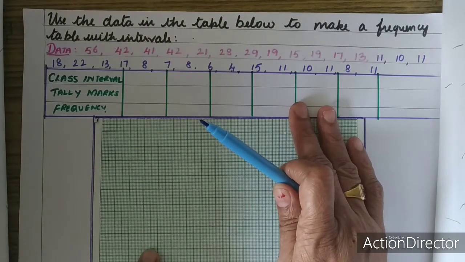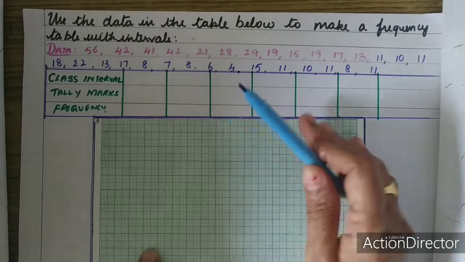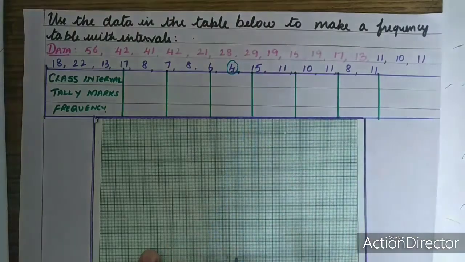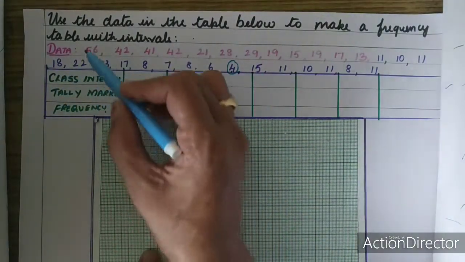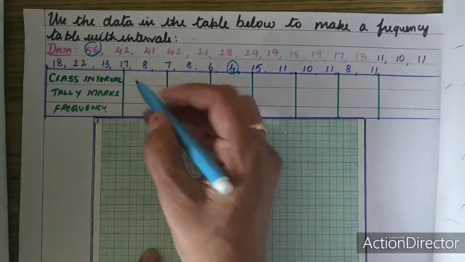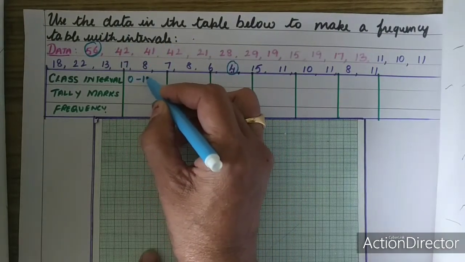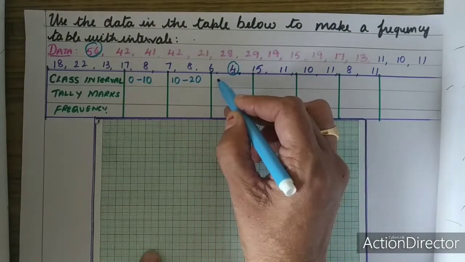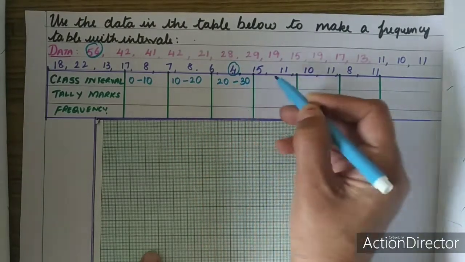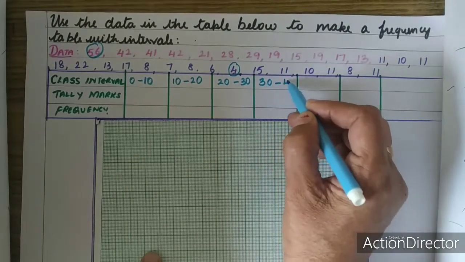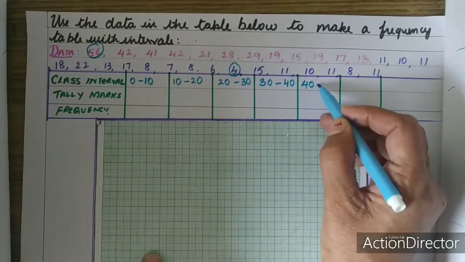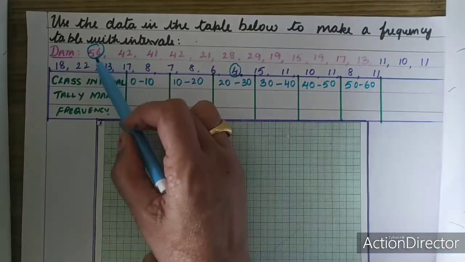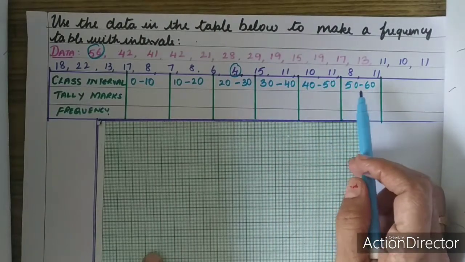Continuous class interval. For that you have to first find out the smallest number in the given data. So I am finding here 4 is the smallest number and 56 is the highest number. So let us start the group with 0 to 10 as first group. Next 10 to 20. Next 20 to 30. Next 30 to 40. Next 40 to 50. Next one is 50 to 60. As we know that 56 is the last number, so we are going to stop with 50 to 60.